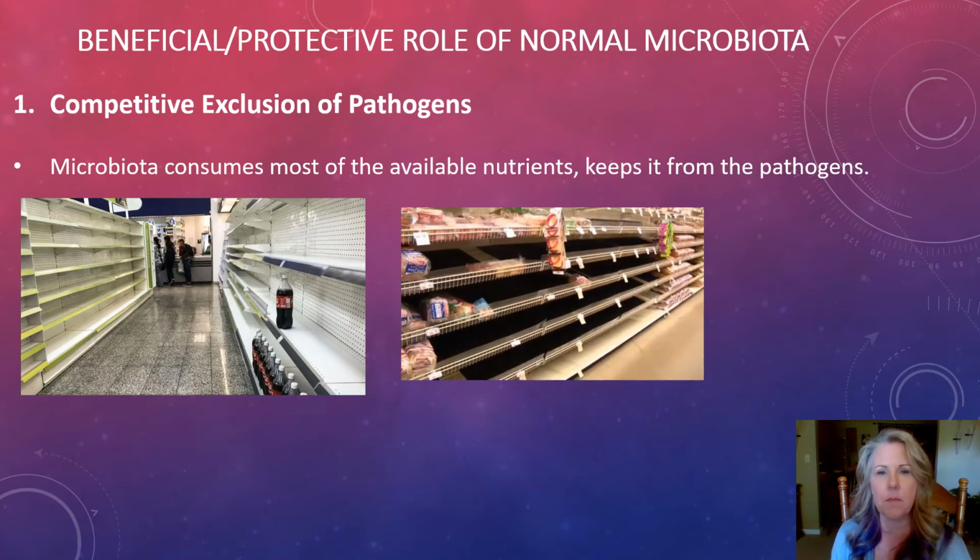Another example of competitive exclusion of pathogens is that if the normal microbiota, normal flora, is there, it is going to be consuming most of the available nutrients and keeping them away from the pathogens. So it leaves very little for the pathogens to metabolize and multiply. If all of the resources are gone, then it doesn't leave a whole lot for the pathogens. So that's another example of competitive exclusion of the pathogen.